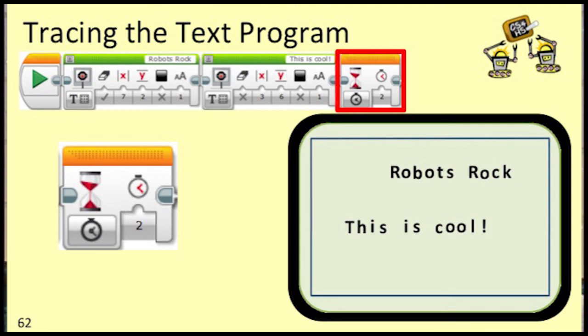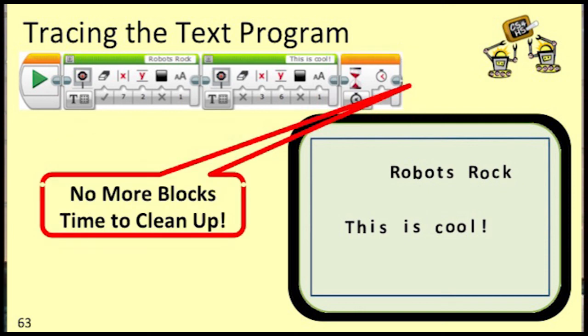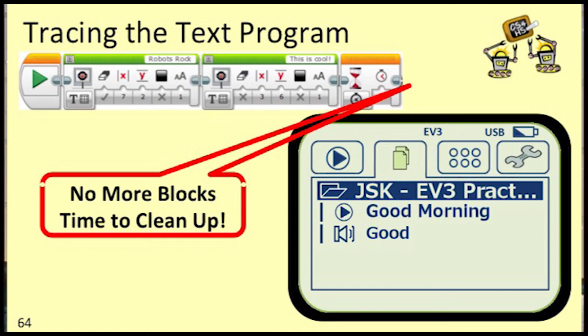The third block is a wait time block. So the EV3 waited for 2 seconds. It counted 1 Mississippi, 2 Mississippi. And then it was finished with this block, so it moved on. Finally, the EV3 recognized that there were no more blocks, and so it knew it was time to clean up. And so it reset the EV3 screen back to normal.